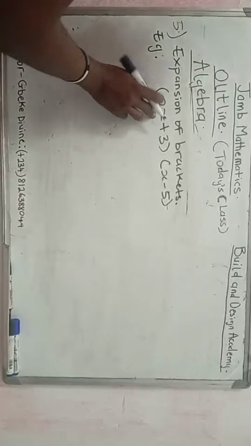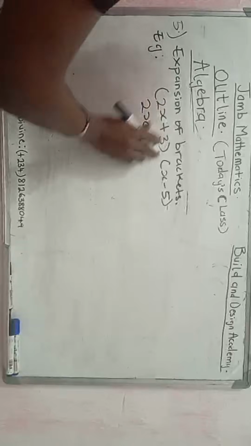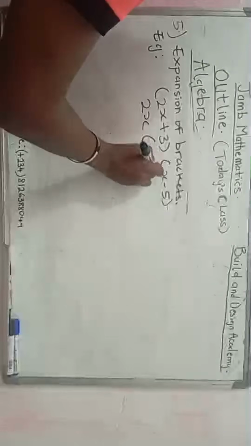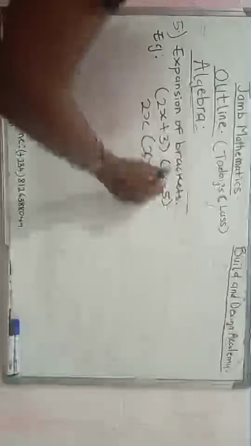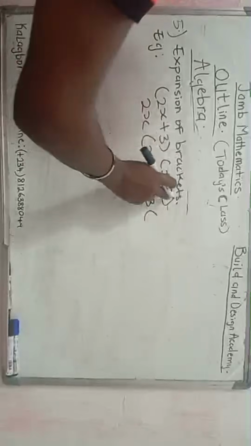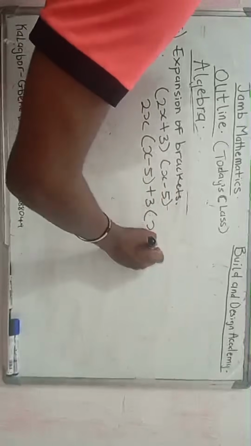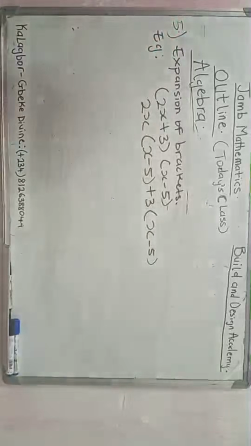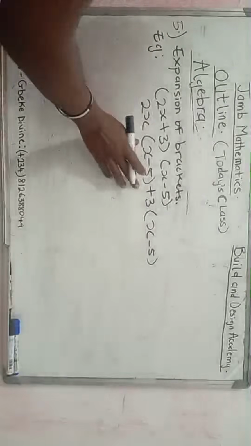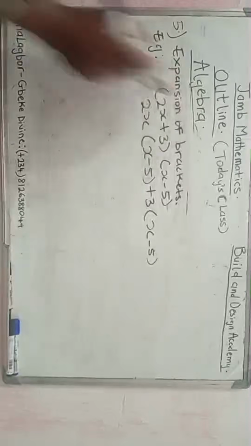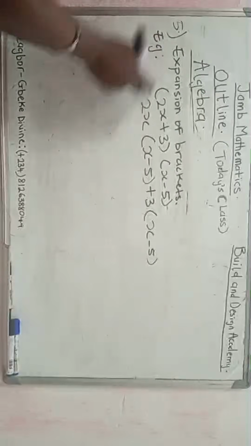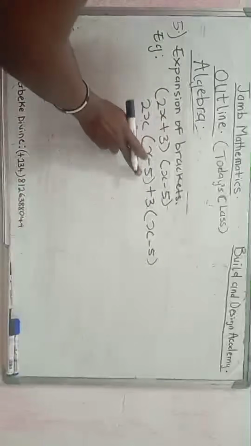Take out this 2x, multiply by everything in the first bracket, second bracket, which is x plus 5. Take out this plus 3, multiply it to everything in the second bracket, x minus 5. So now, please, this can look very simple, but it's very tricky because of the signs. That's why I'm touching it. If not, I'll have skipped it. But we need to look at it because of the signs.